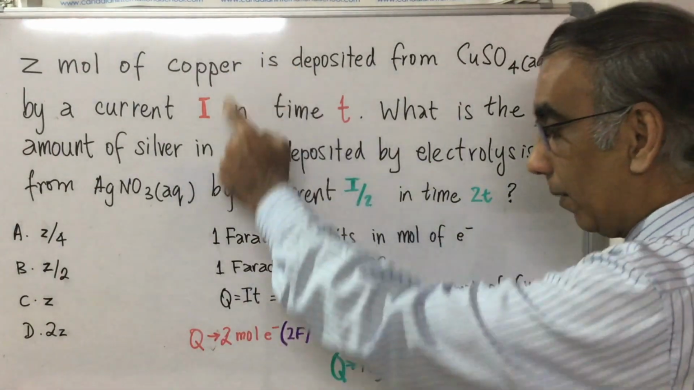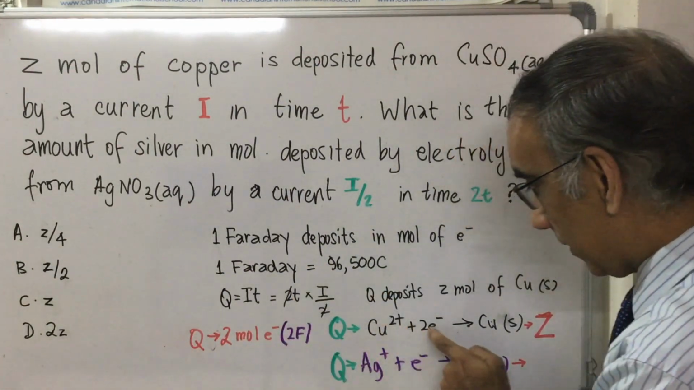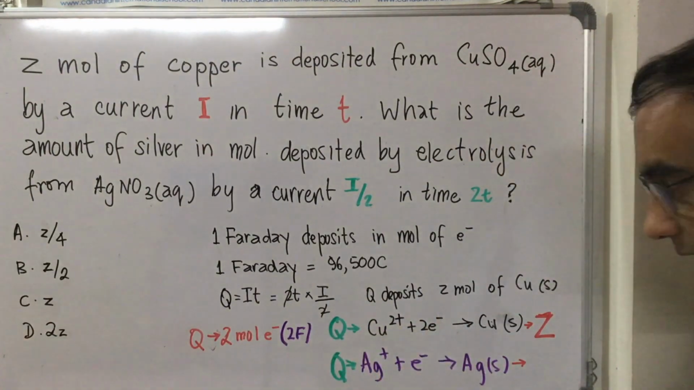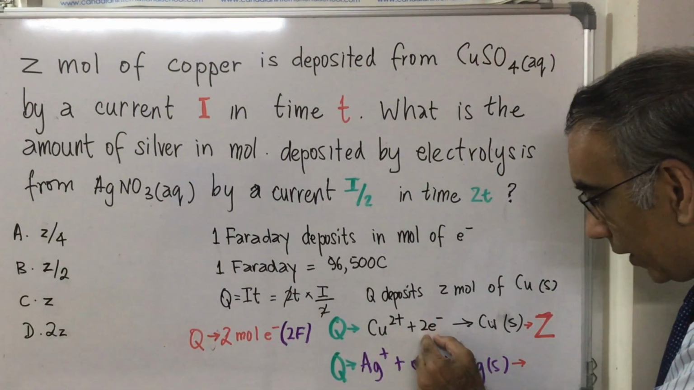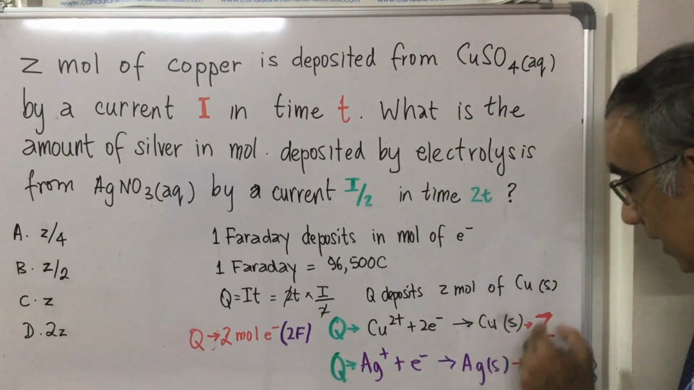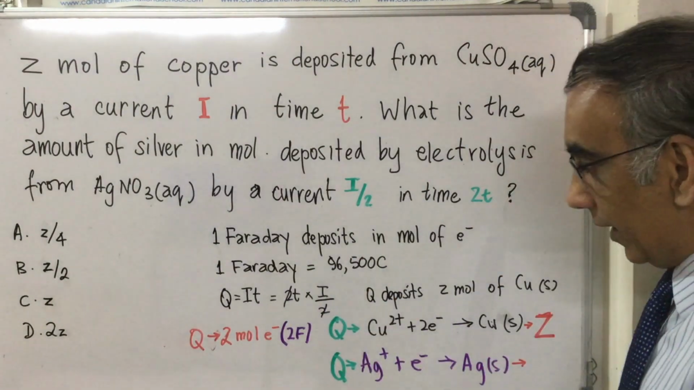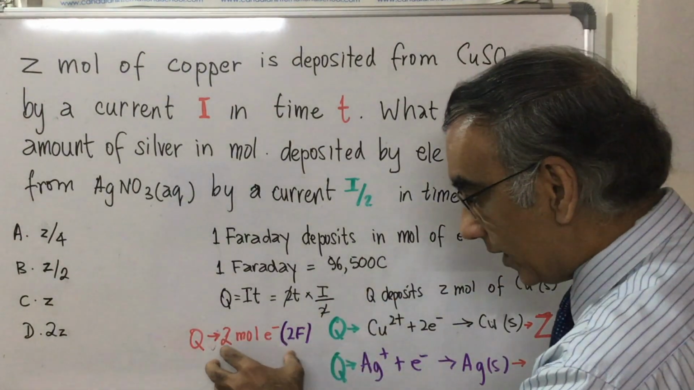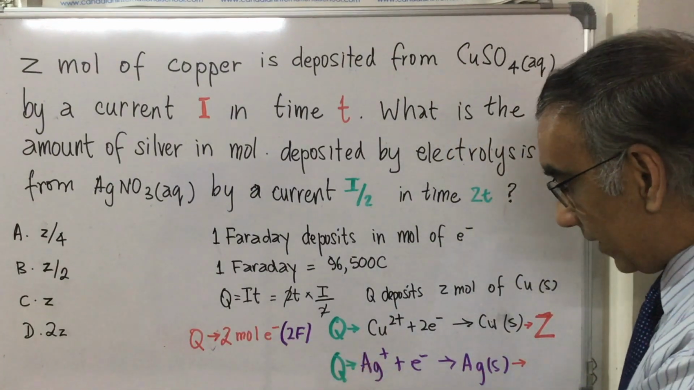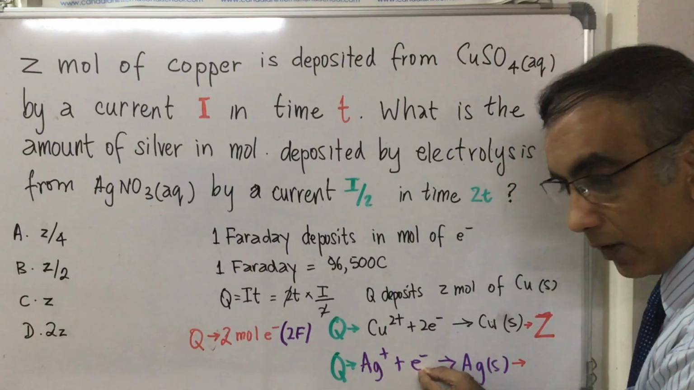But in the case of copper, Q is associated with 2 moles. So you have basically 2 Faradays, if you want to look at it like that, allowing for the movement of 2 moles of electrons and the formation of Z moles of copper, which we can call 1 mole of copper. Now if you take that same quantity of electricity, which is equal to 2 Faradays, and you apply it to silver, then silver only needs 1 mole of electrons.